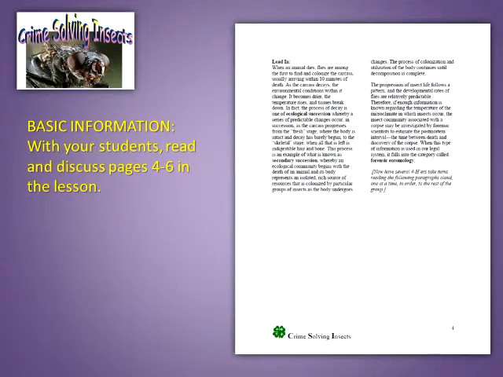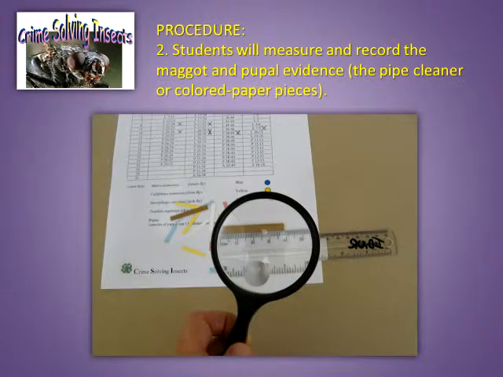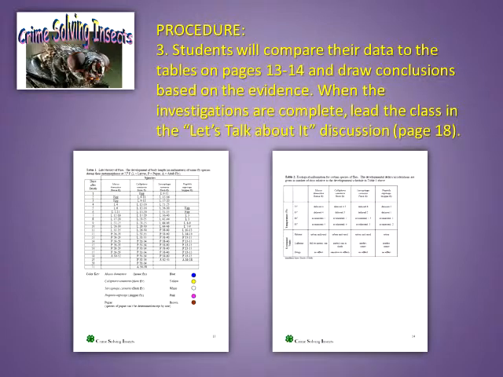Basic information: with your students, read and discuss pages 4 through 6 in the lesson. Procedure: pages 13 and 14 from the lesson should be made available to all students. Students will measure and record the maggot and pupal evidence, the pipe cleaner or colored paper pieces. Students will compare their data to the tables on pages 13 and 14 and draw conclusions based on the evidence. When the investigations are complete, lead the class in the Let's Talk About It discussion.